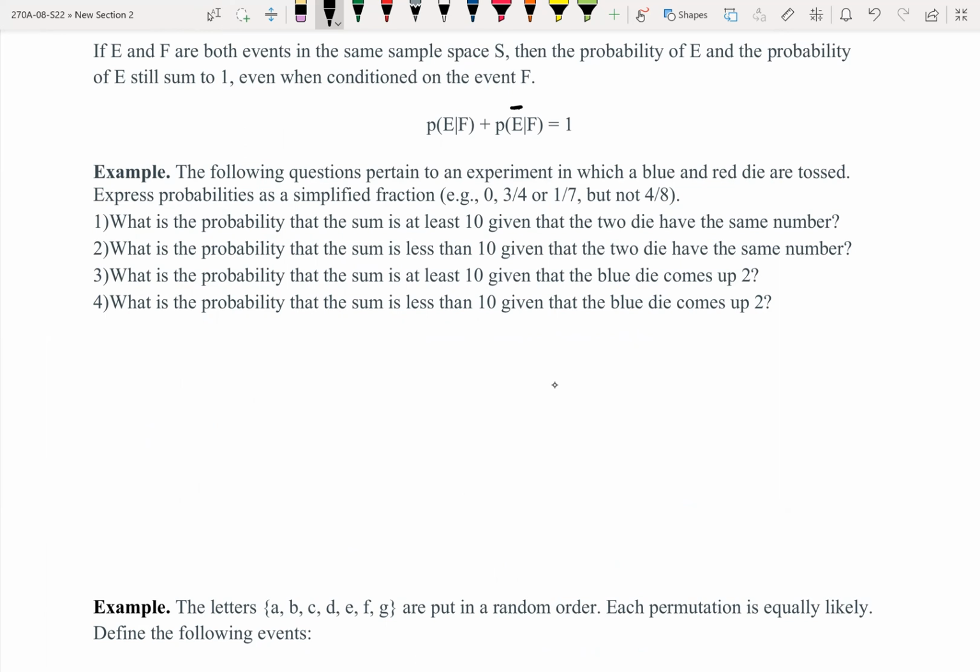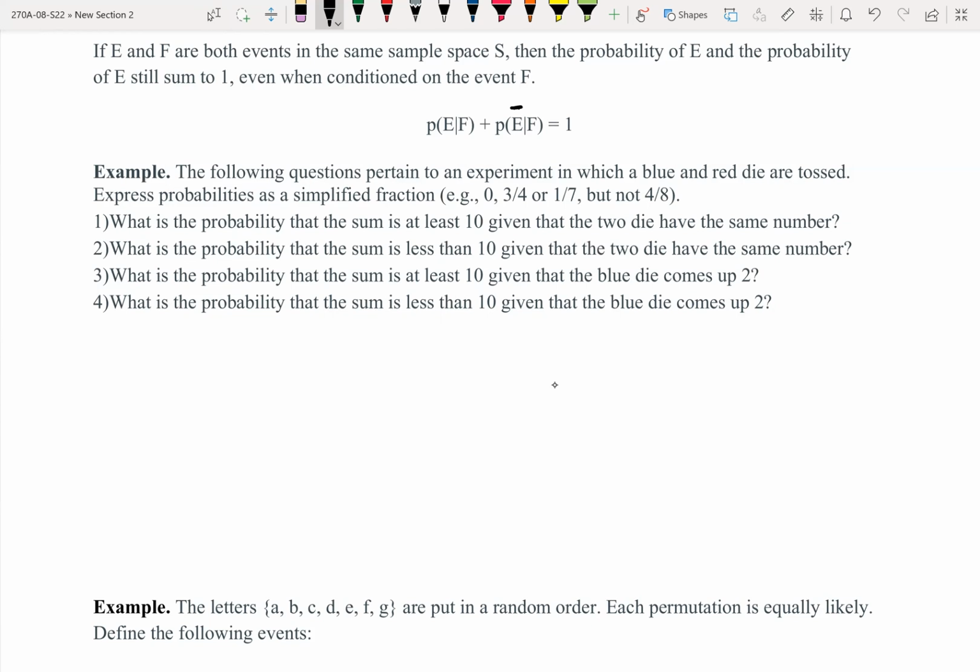Okay, so I don't know, are you guys writing the problem or not? So this is what it is. It says the following question is about an experiment where you have a blue and a red die. Express the probability and simplify the fraction, which we don't need. Actually, in a test, I don't like to simplify. I like the answer to be the way that I write on the board. You don't want to simplify or work out the factorial number for that. It wastes your time, so forget about that.